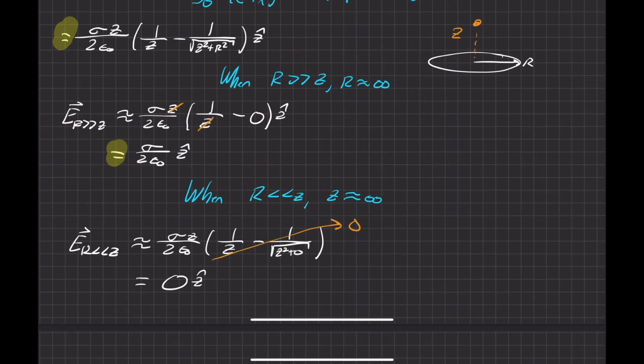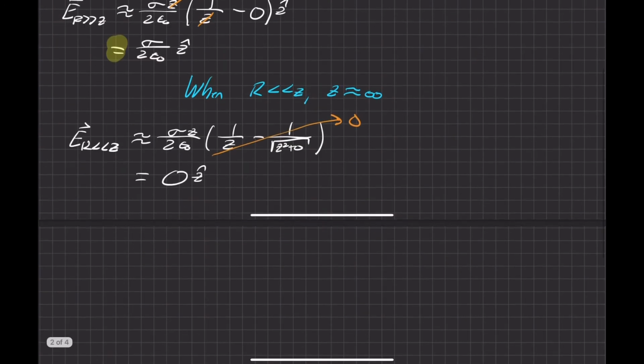I guess technically in the z hat direction. Right, that makes sense. Like we said, the further away we take this point, if we go far enough away, it's just going to look like a point in space with some sort of disk infinitely far away, and we're going to have no contribution to the electric field.